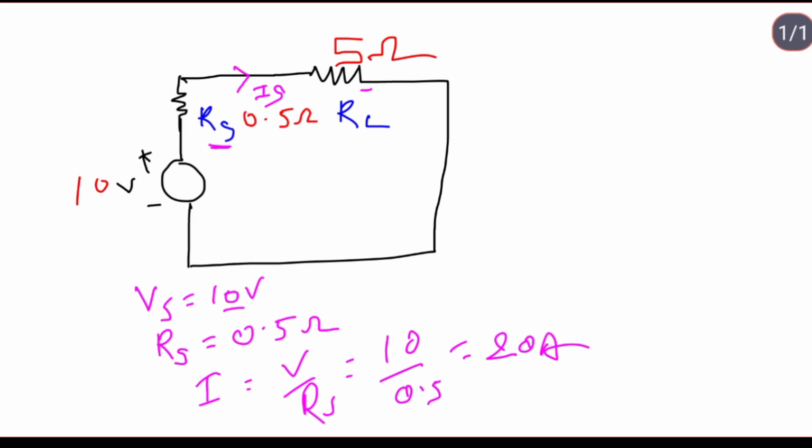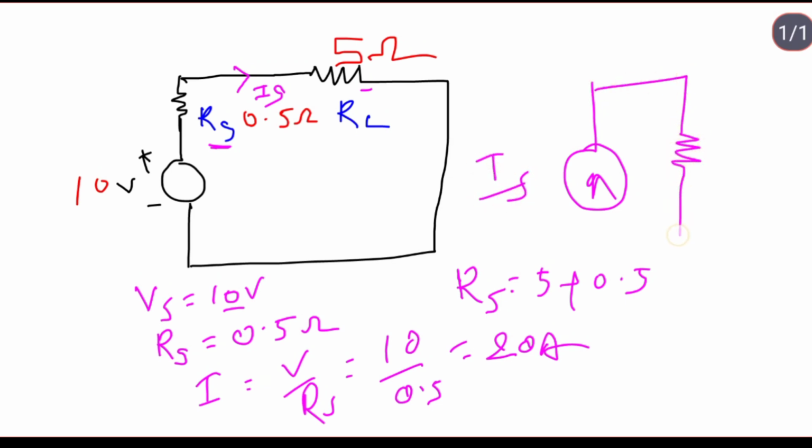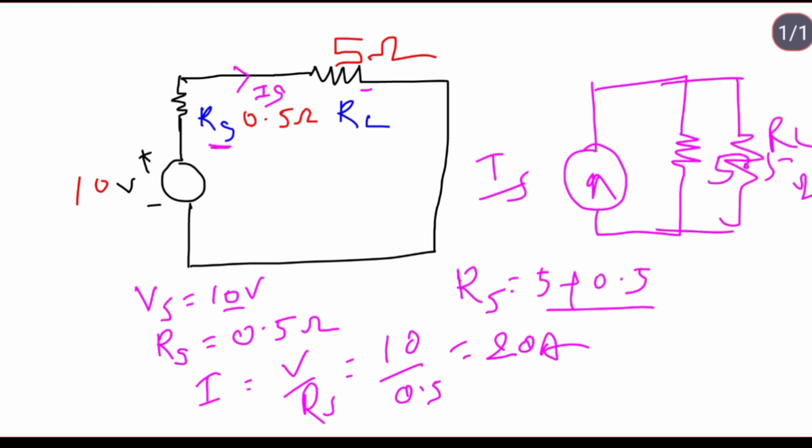Now, what is the total current drawn by the source? First we have to calculate the total resistance: 5 plus 0.5 ohm, which is 5.5 ohm. The same current is represented as Is, with the parallel resistance Rs, and then we connect RL equal to 5 ohm. Like that we can convert it to a current source with a parallel resistance of 5.5 ohm and a load resistance of 5 ohm.